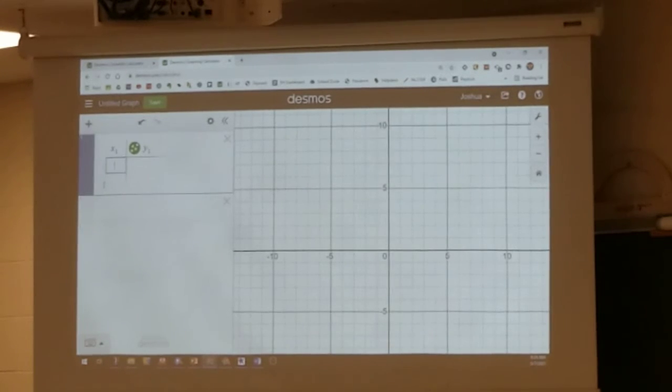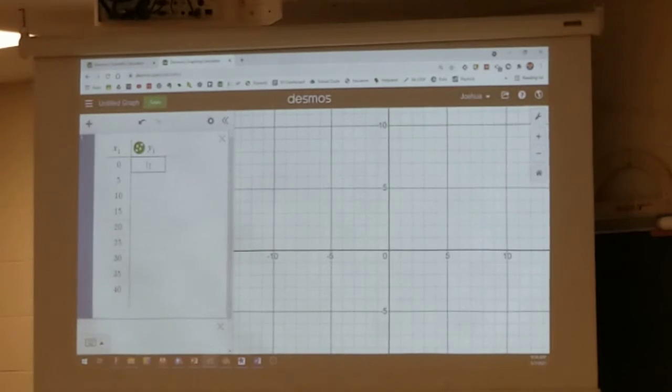Okay, now once you add a table, it's pretty much common sense here. We're just going to type in our X and Y values. Desmos is pretty smart. It notices that your X values are going by 5s. So if you just keep hitting enter, it will do the typing for you. Again, we're going to type in the X and the Y values.